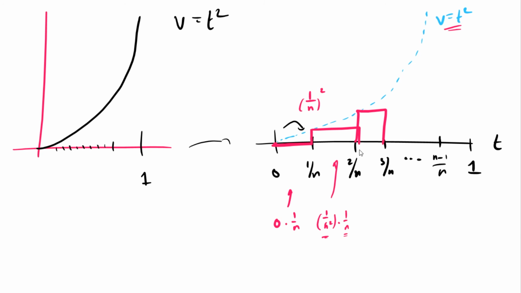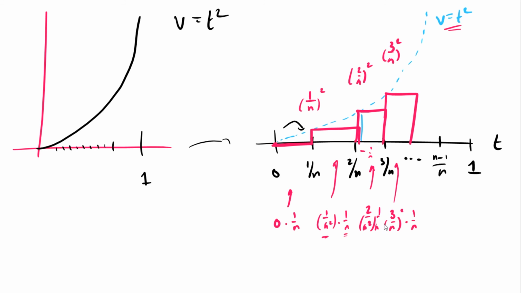What's the area of the next rectangle? Well, it's 1 over n in this dimension, and its height, that is the distance from here to here, is just going to be 2 over n squared. The height of the next rectangle will be 3 over n squared. And so the area of this one is going to be 3 over n squared times 1 over n. And the area of that rectangle will be 2 over n squared times 1 over n.